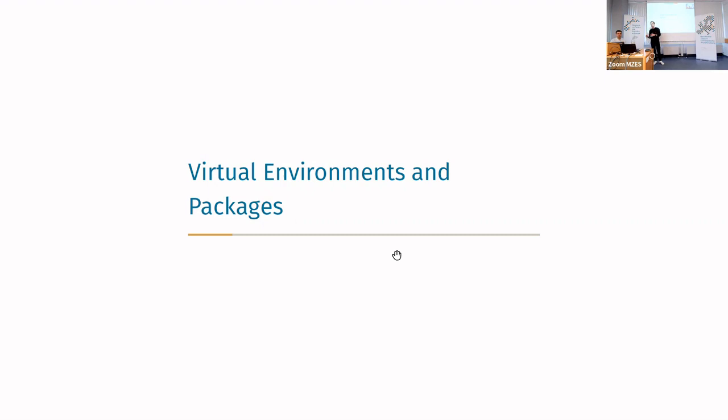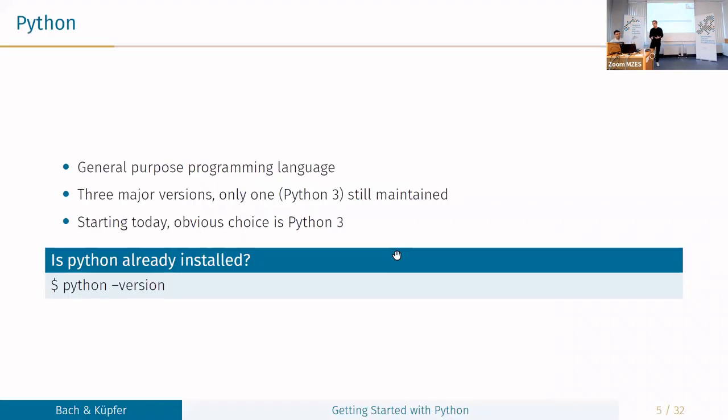Other than in R, we usually have a bunch of different programming environments. What does environment mean? We have one kind of isolated installation of Python, and all of the packages that we use, we usually only install into this one isolated environment. Why? Well, we will have some examples now.